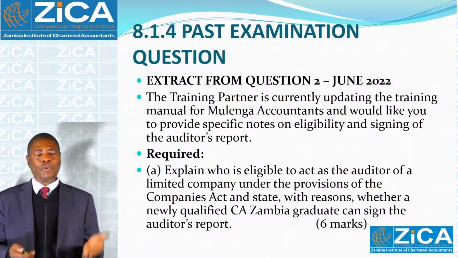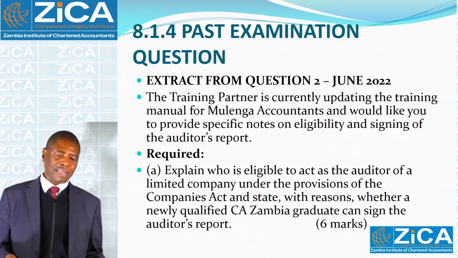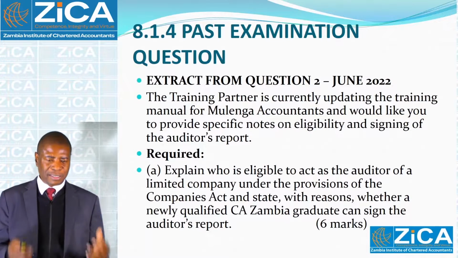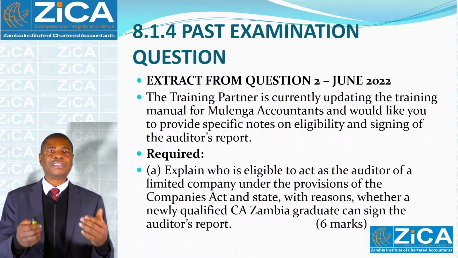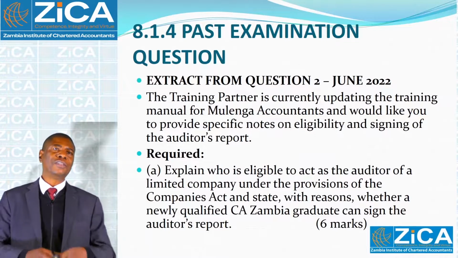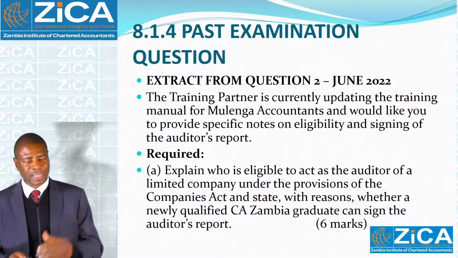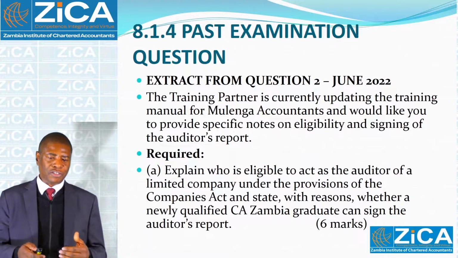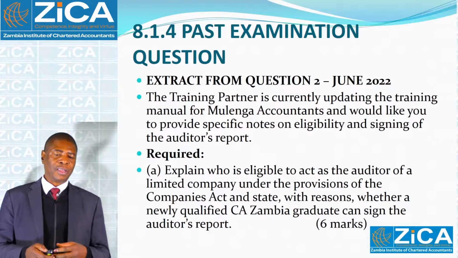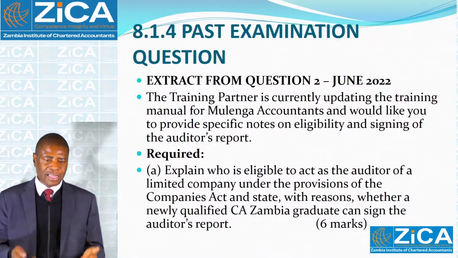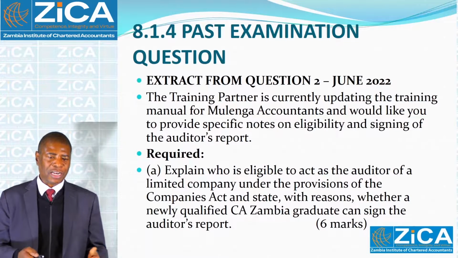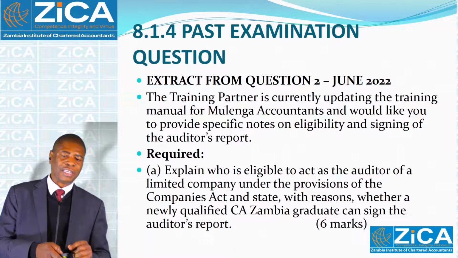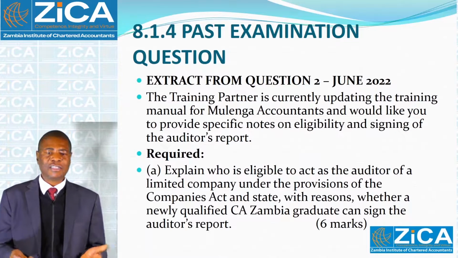And also, whether a newly qualified CA Zambia graduate can sign the auditor's report. So these are very important competences. They are very foundational competences, because this is just knowledge-based. It's just a matter of recording and then giving it to the examiner. One of the weaknesses here is normally students not answering all parts of the question. If you look at this, there are a number of provisions, and they're even using the word state. So stating whether a CA graduate can actually sign reports should be an easy mark.